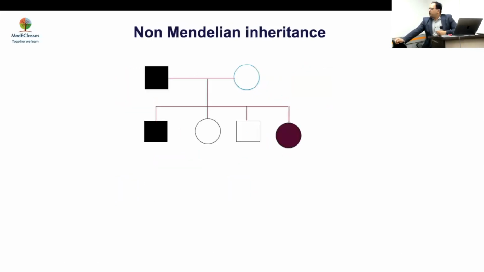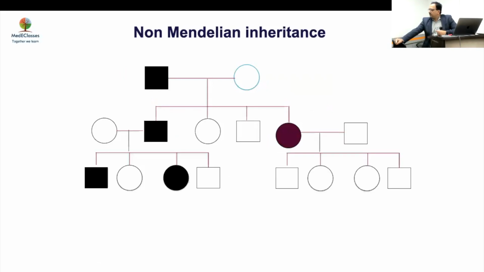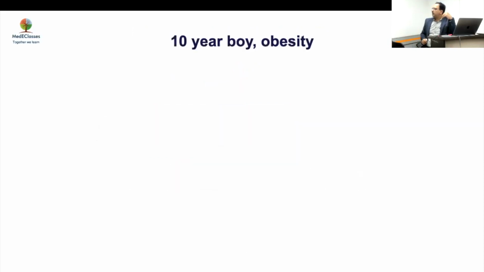What about this pattern? You see that the father is affected and two children are affected. What is happening? The father has given it to both son and daughter. The son is transmitting, the daughter is not transmitting. So it's a form of an imprinting disorder. You can think of it as coming only from the father, where both are affected.